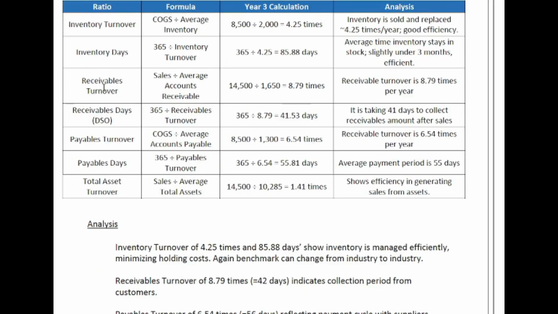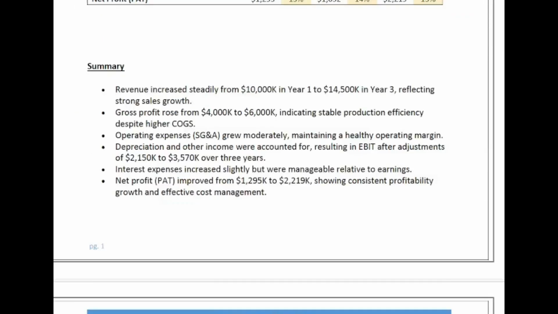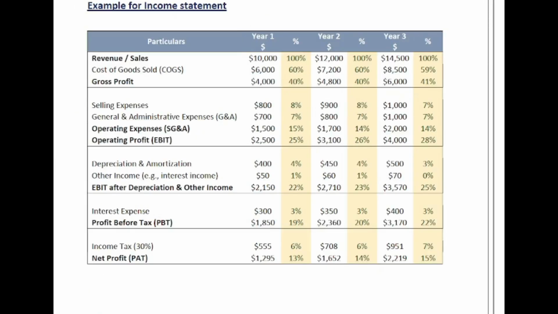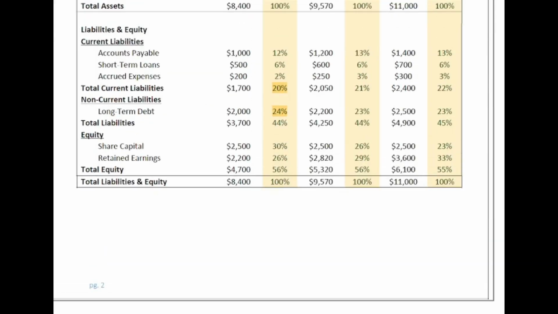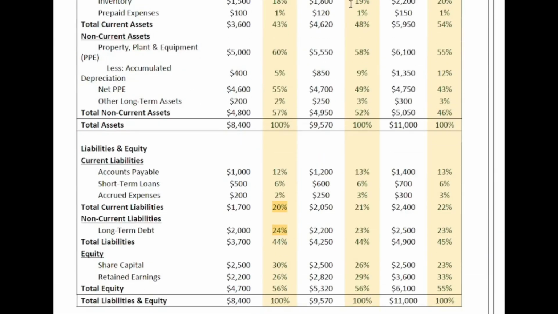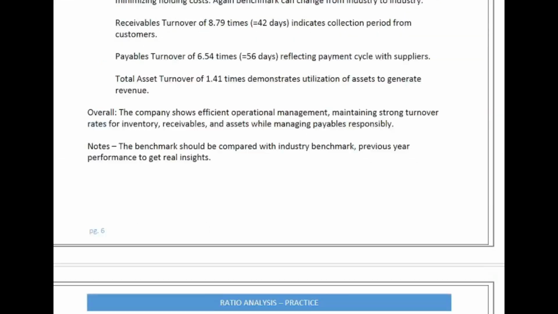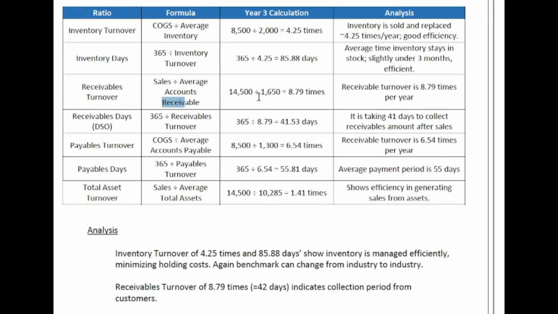Again, the next ratio is the receivable turnover ratio. The formula is sales divided by average account receivables. So you have to take the sales from the income statement, that is 14,500, and the receivables from the balance sheet. The opening receivable is 1,500 and the closing is 1,800. So you have to average it out here. That means 14,500 divided by 1,650.